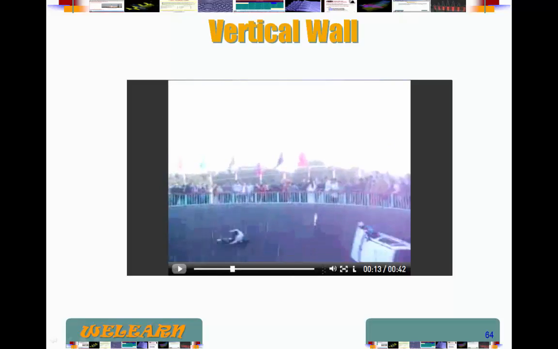We have cars and motorcycles spinning along a vertical wall. So this is quite an interesting show. I have never seen it in person. But when the car is on a vertical wall, this is the way the car is. The wheels are on this side. What are the forces acting on the car?